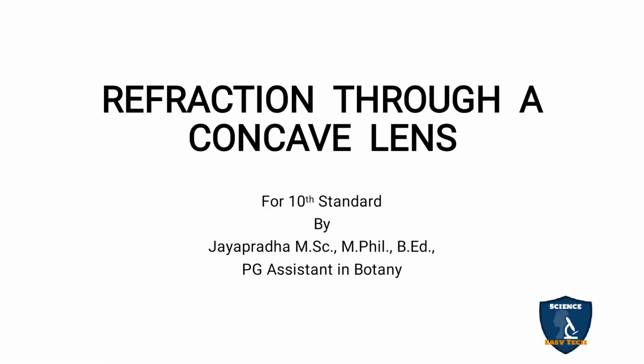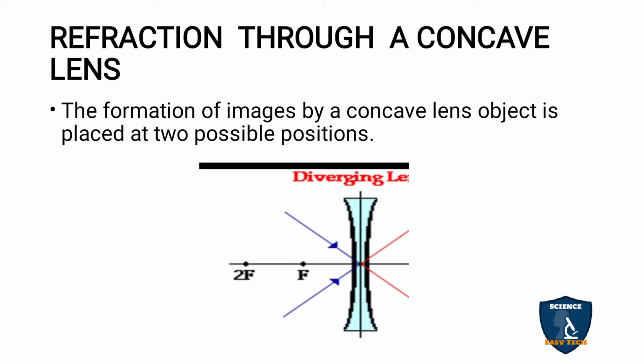Today we're going to discuss refraction through a concave lens in physics chapter 2, optics. You have studied convex lens refraction and how the image is formed. In a convex lens you have studied 5 cases of image formation. Here in the concave lens you're going to see only 2 cases, and we will see them now. Before that, you must know how the images are formed.